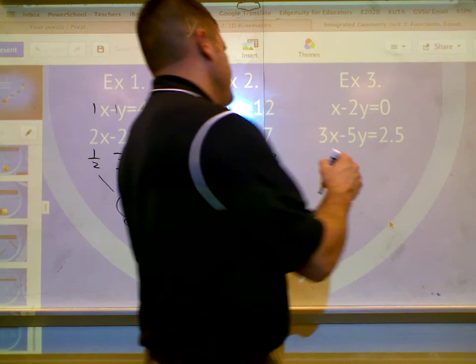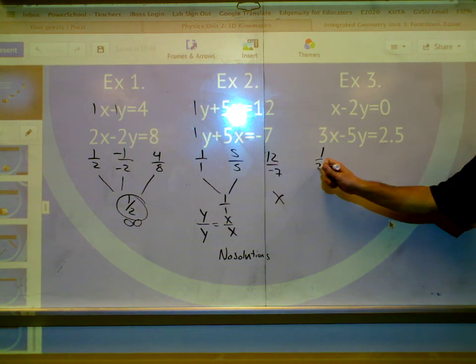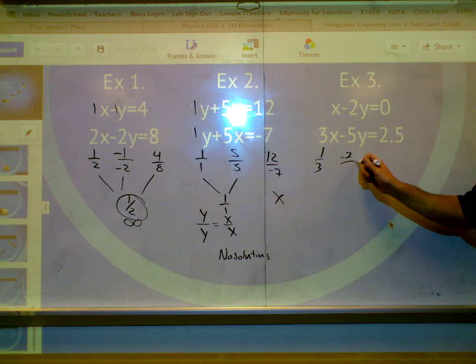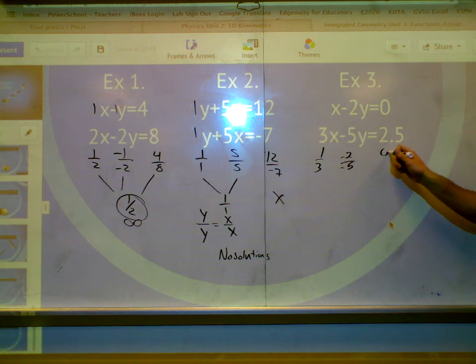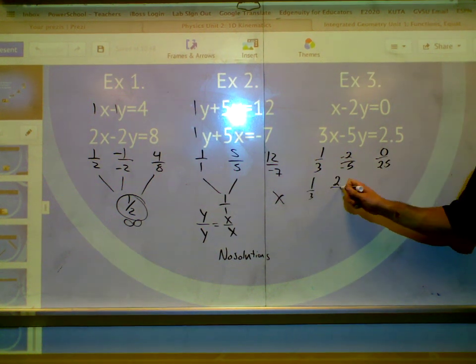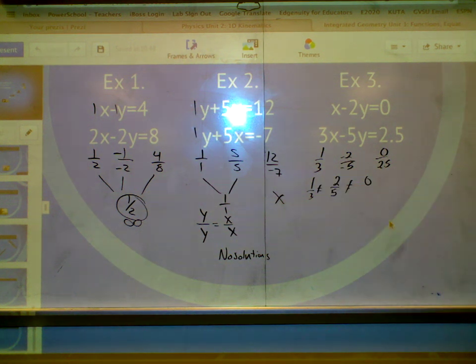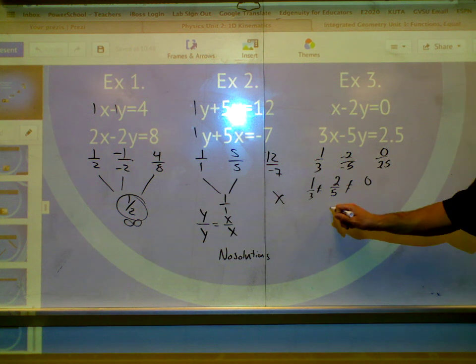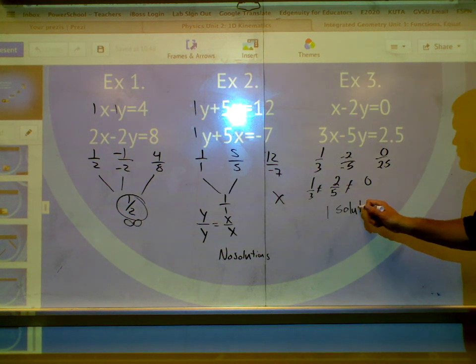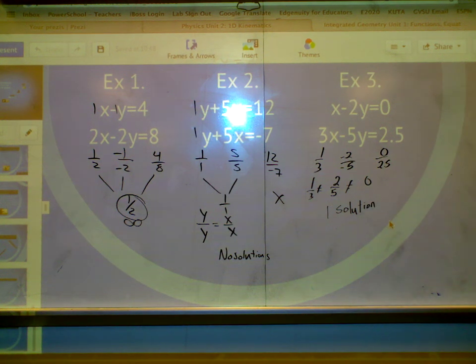And then the last one, is there any common ratio here? No. For x's we have 1/3. For y's we have -2 over -5. And for numbers we have 0 over 2.5. So this one is 1/3. This one is 2/5. This one is 0. If there's no common ratio, that means what? One solution. Either way works. If you want to use the ratios, you can. If you don't want to, that's fine.